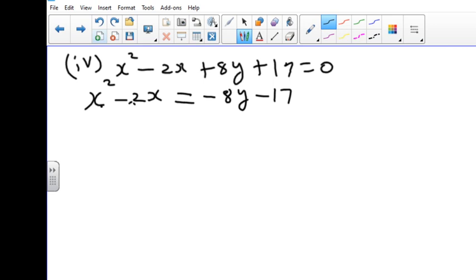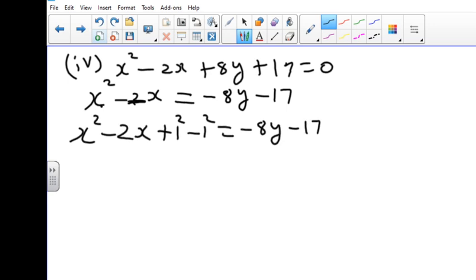You have studied this in 10th as well as in 11th. So this is minus 2ab. So this 2 you divide by 2, so you get 1. So we add and subtract 1 square. So x square minus 2x plus 1 square minus 1 square is equal to minus 8y minus 17.